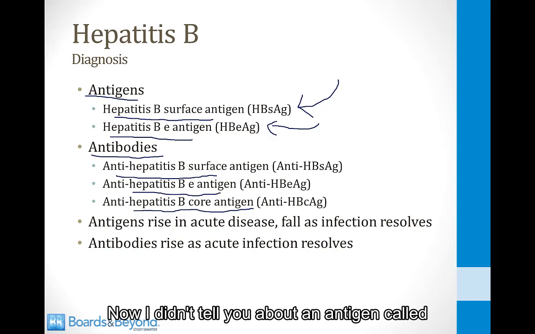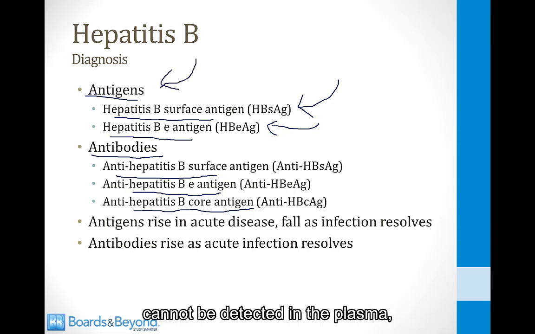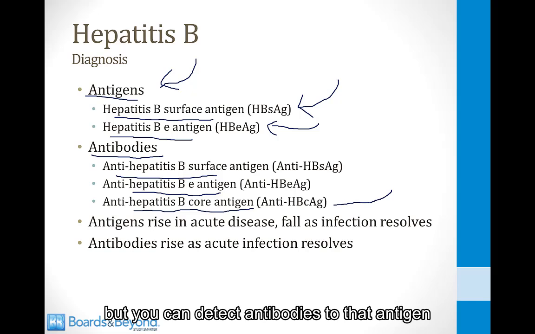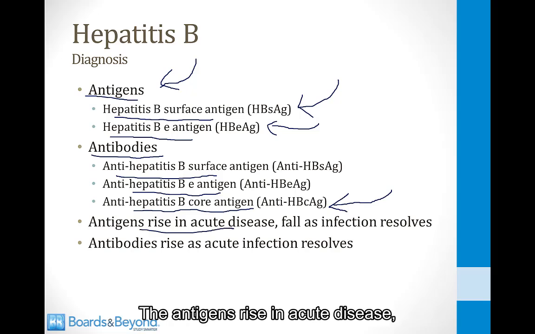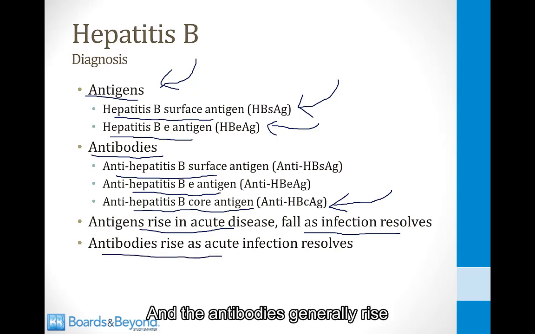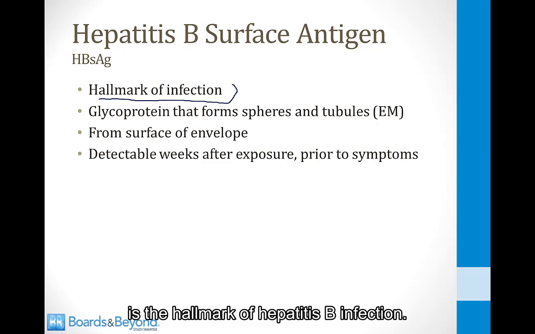Now, I didn't tell you about an antigen called hepatitis B core, and that's because this antigen cannot be detected in the plasma. We'll talk about why in a minute. But you can detect antibodies to that antigen, and that's part of the diagnosis of hepatitis B. The antigens rise in acute disease and then they fall as infection resolves, and the antibodies generally rise as the acute infection resolves. The hepatitis B surface antigen is the hallmark of hepatitis B infection.